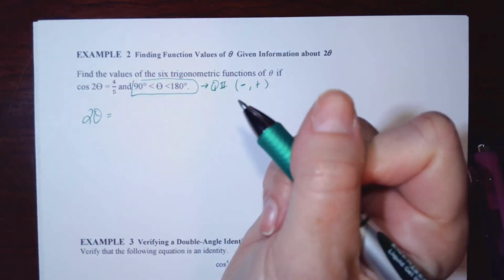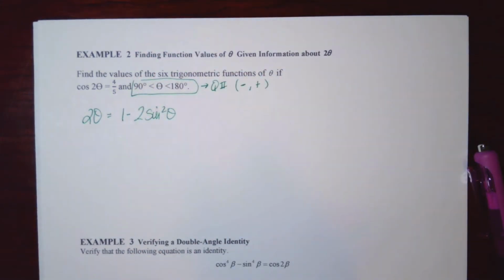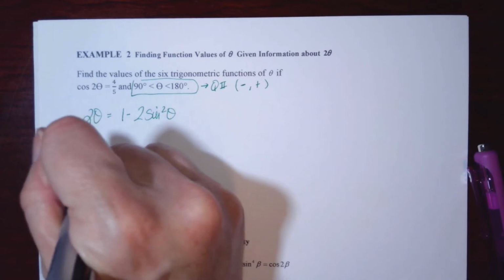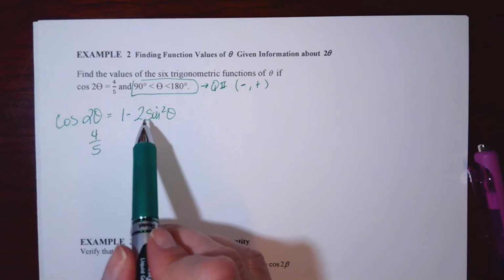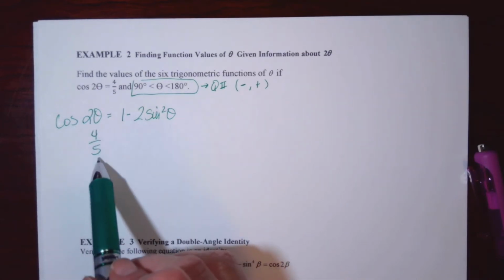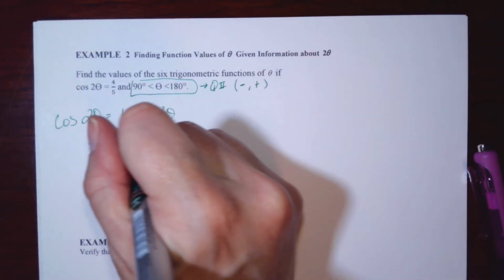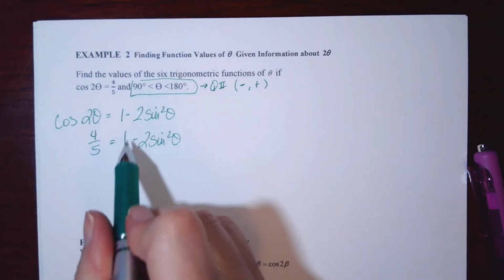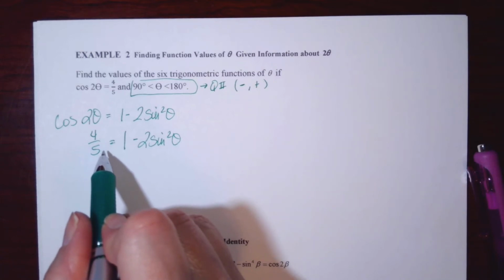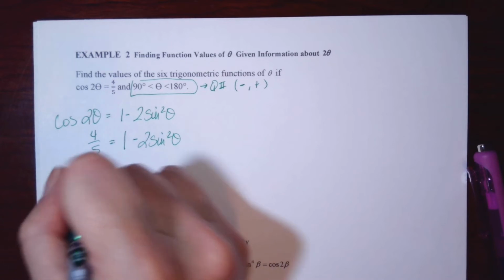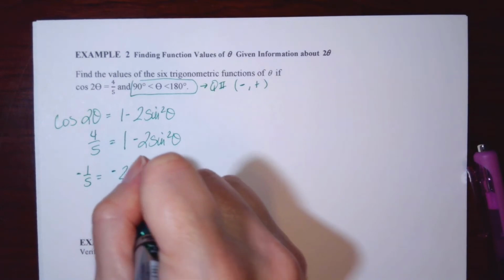So cosine of my double angle 2 theta is equal to 1 minus 2 sine squared theta. That's the identity I'm going to use. Now I was given this double angle value. Cosine 2 theta is equal to 1 minus 2 sine squared theta. I know that cosine of 2 theta is 4/5 because that's what I was given. So 1 minus 2 sine squared theta, I'm going to subtract this 1. Well, when I subtract the 1, it comes over as a negative 5/5, right? Because I need to subtract it from 4/5. So 4/5 minus that 1 gives me a negative 1/5 equal to a negative 2 sine squared theta.